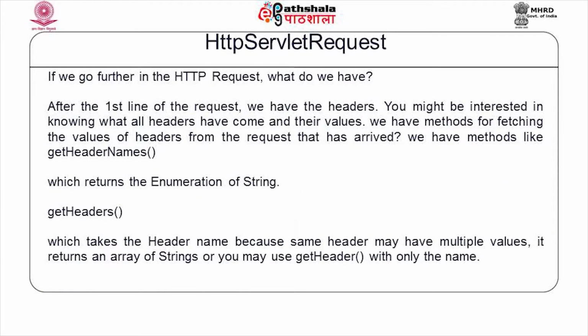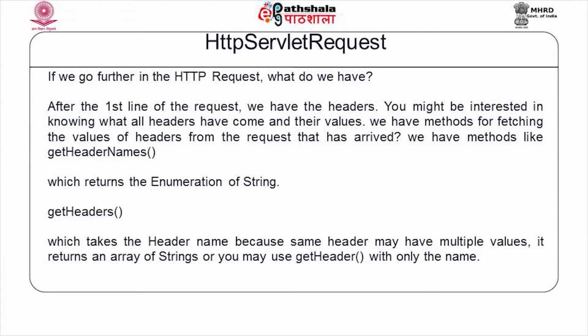So, that is a method initially, but then if we go further in an HTTP request, what are the further things in an HTTP request? After the first line, what were the other things? We had the headers. You might be interested in knowing what all headers have come with their values. So, we have methods to fetch the header values from the request which has arrived. Here we have methods like getHeaderNames to give us all the headers. It would be returning an enumeration of string.